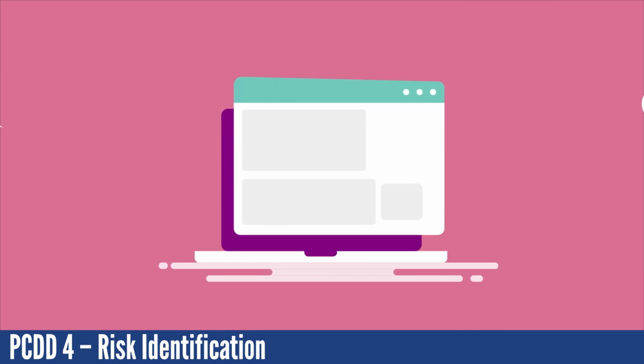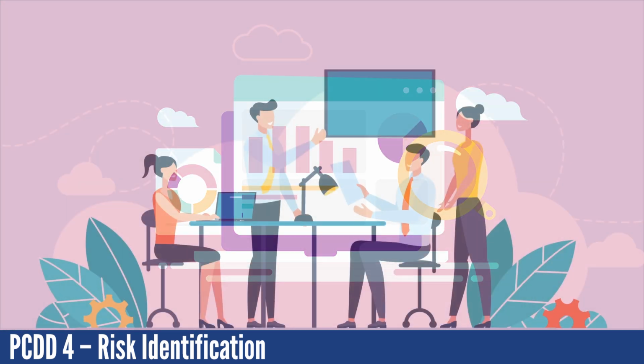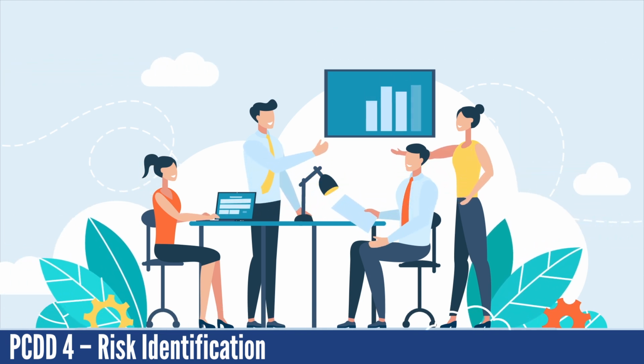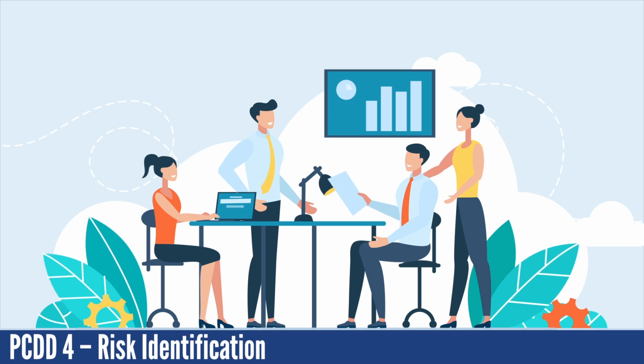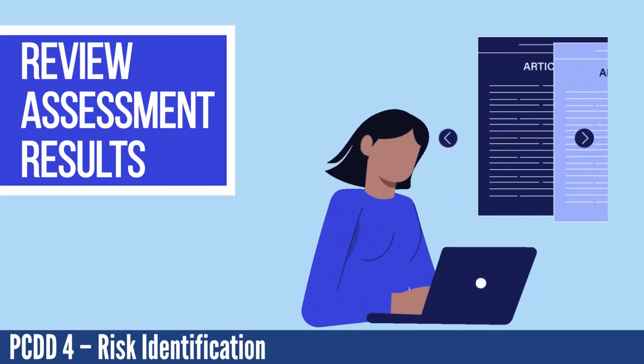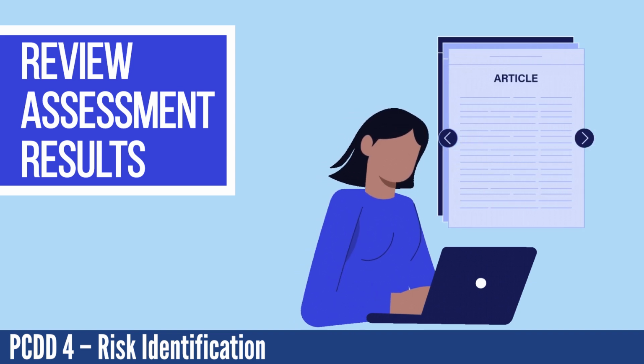Identifying risk within completed third-party risk assessments involves a systematic process of reviewing the assessment results and analyzing the gathered information. We'll go through a step-by-step guide on how to identify risk within third-party assessments. Step 1. Review assessment results. Begin by thoroughly reviewing the results of the completed third-party risk assessments.